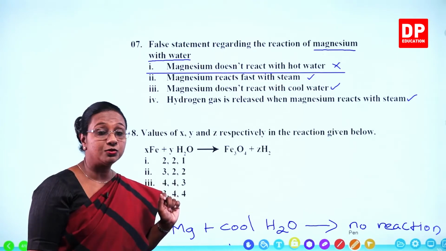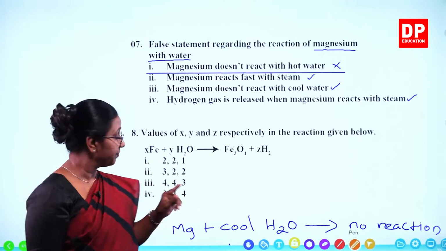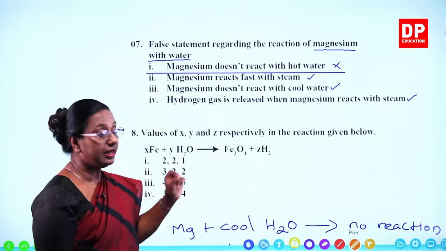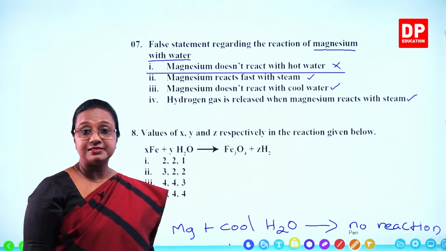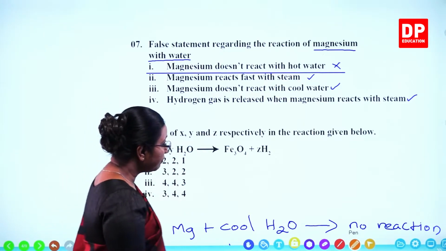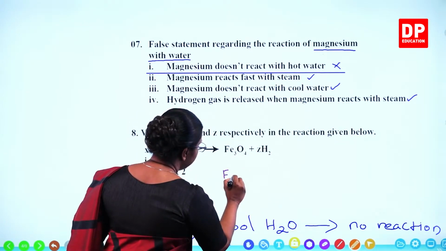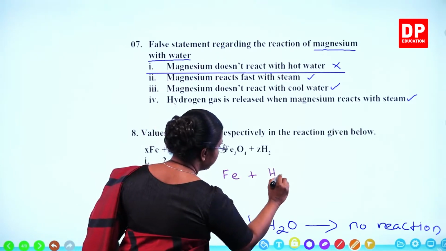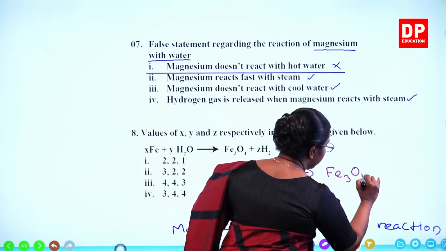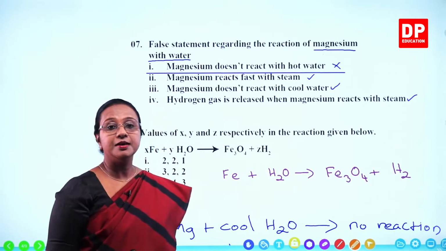It doesn't react with cool water. It does not react with hot water. Instead, it reacts with steam. So when it reacts with steam, iron oxide is formed, Fe3O4, and hydrogen gas is evolved. So we need to balance this equation. Now, Fe plus H2O gives rise to Fe3O4 evolving H2 gas. How do we balance this?